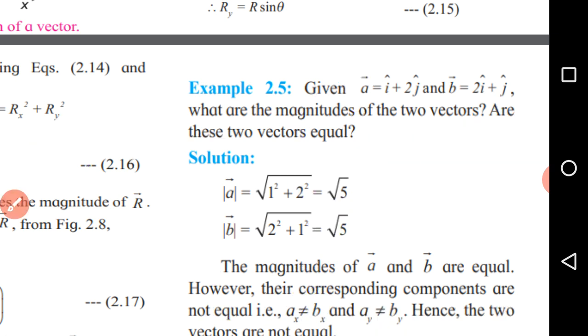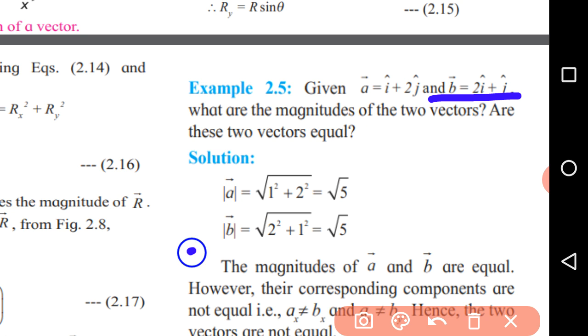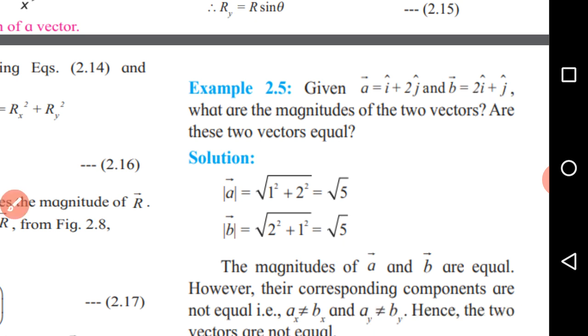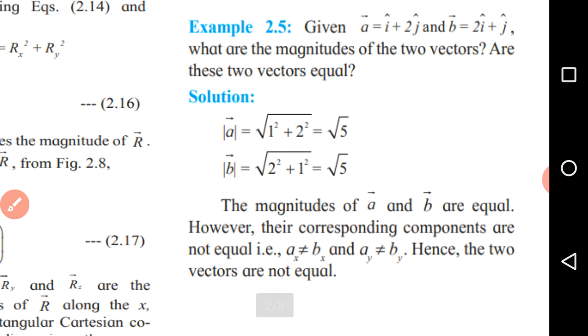Okay. Then the next vector given is B is equal to 2i cap plus j cap. See the magnitude, the same formula is here, so the magnitude will be the same. The only difference is that the x component is 2 and the y component is 1. Okay, so both have the same magnitude. The magnitudes of vector A and vector B are equal.